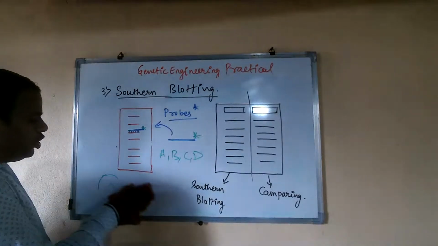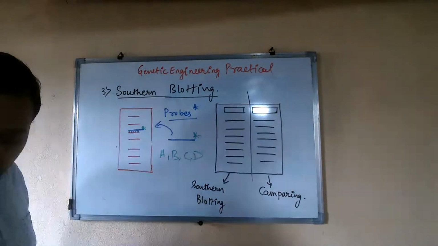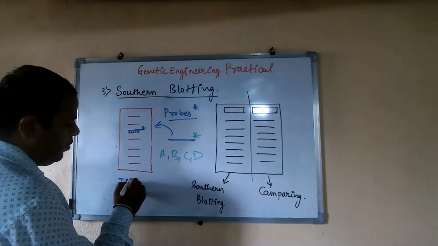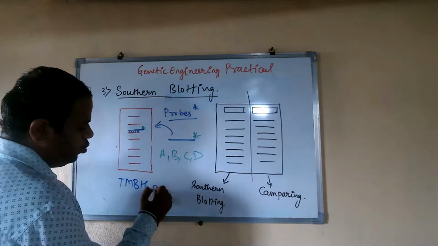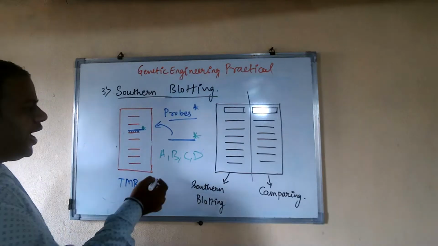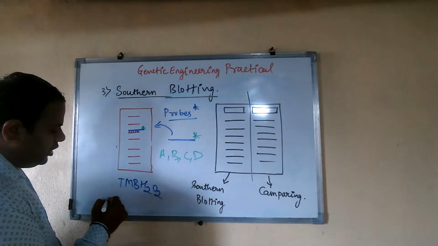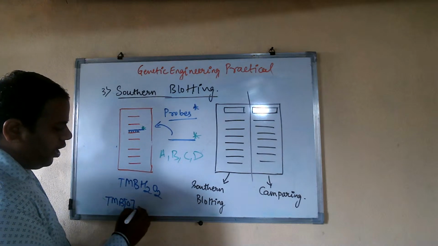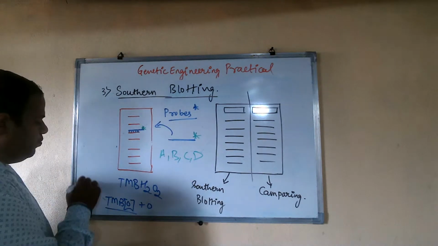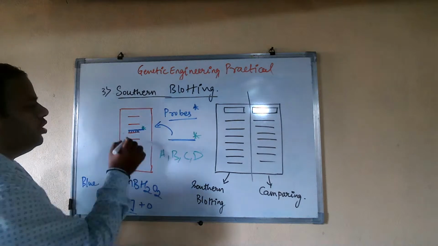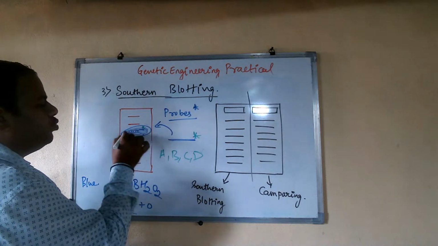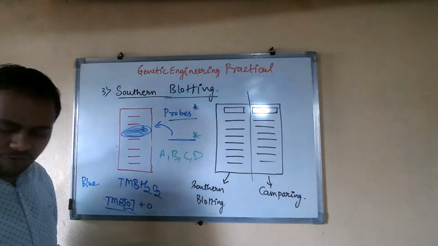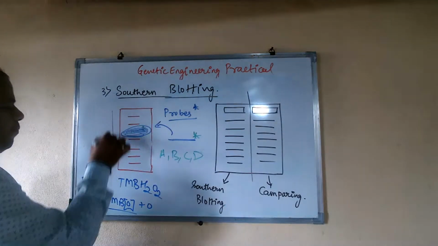What are you going to do? You are going to add the substrate solution. The same substrate solution we are going to use here, that is TMB H2O2. When acted upon by the HRP enzyme, the TMB H2 breaks into TMB O and O. This TMB O is blue in color, so the blue color will be formed, and this blue colored band can be detected.